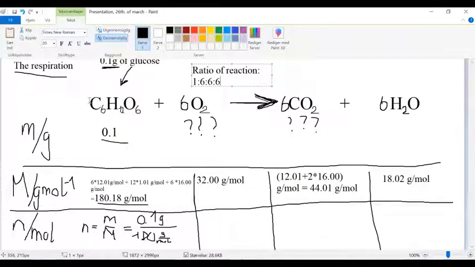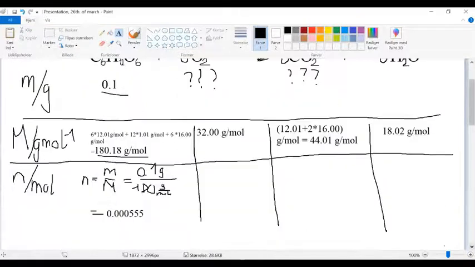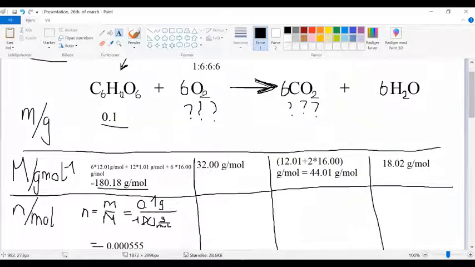So the meaning of this is that one glucose molecule reacts with 6 dioxygen molecules, so that's the 6 there, to form 6 carbon dioxide molecules and 6 water molecules. So that's the meaning of the ratio of the reaction. You could also translate it into amount of substance. So if you had 1 mole of glucose, you would need 6 moles of dioxygen to react with the 1 mole of glucose. And that will in turn form 6 moles of carbon dioxide and 6 moles of water. So that's the meaning of the ratio of the reaction. So if we go down here again, down to this part here.